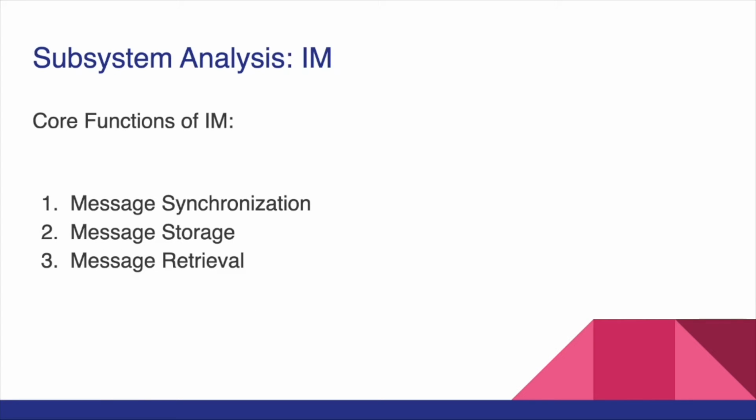There are three main functions of instant messaging: message synchronization, message storage, and message retrieval. Message synchronization is the complete and fast delivery of a message from the sender to the receiver. The most important measurement indicators are real time and completeness.